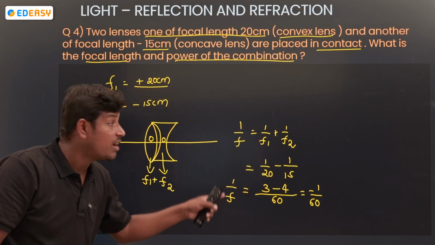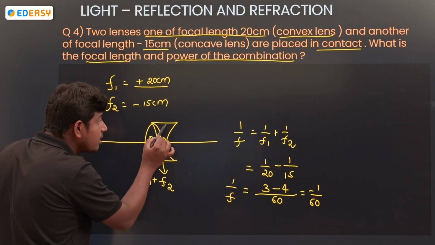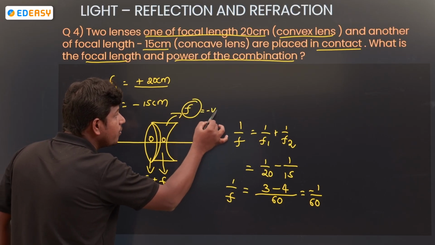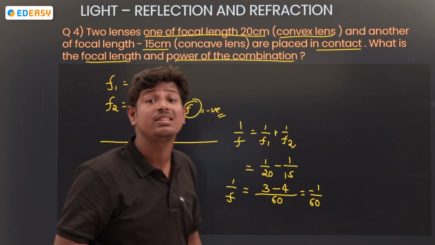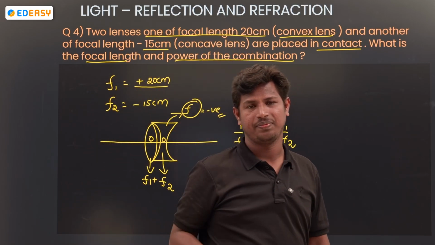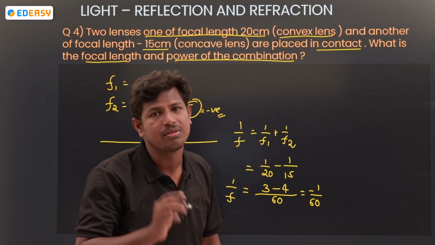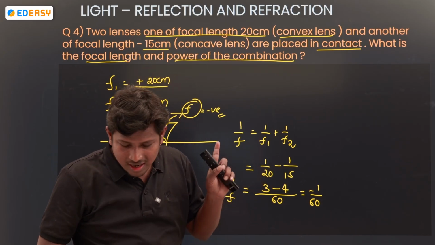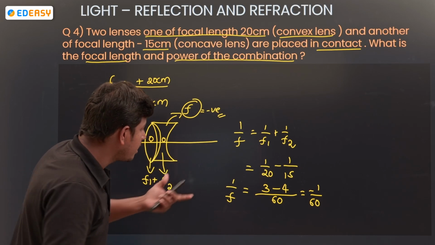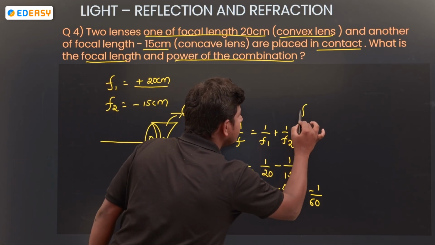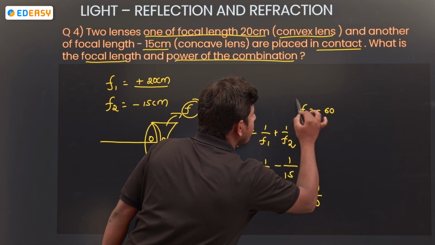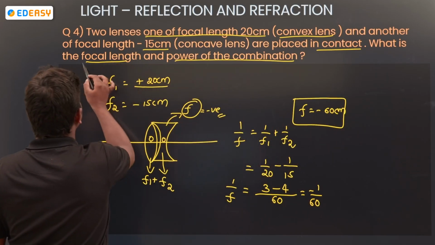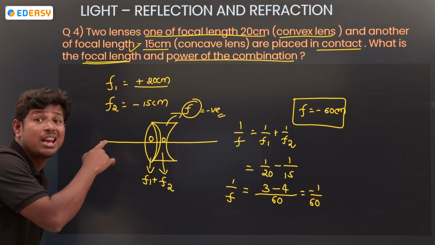For which lens will you get a minus focal length? Negative. For the concave lens you will get negative, by sign convention. The convex lens is always positive. Right? So the F value is minus 60. The combined focal length is minus 60 centimeter. The problem is not over, we have only found the focal length.